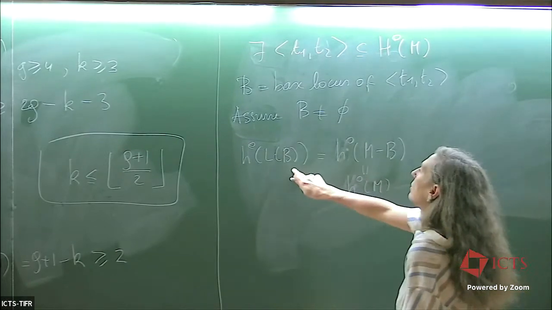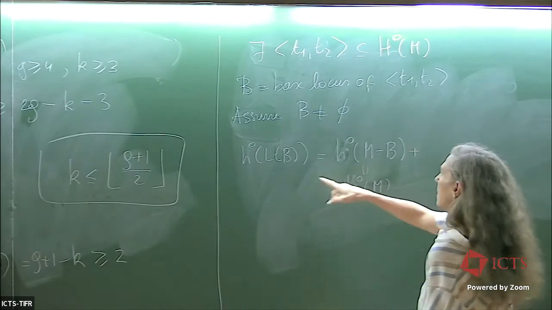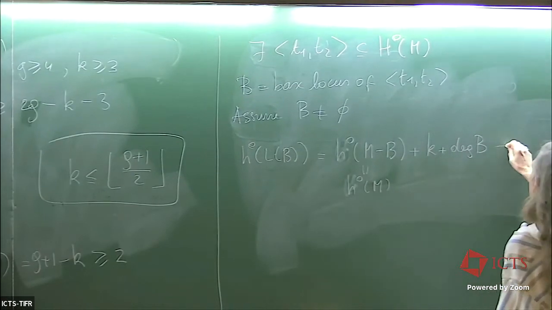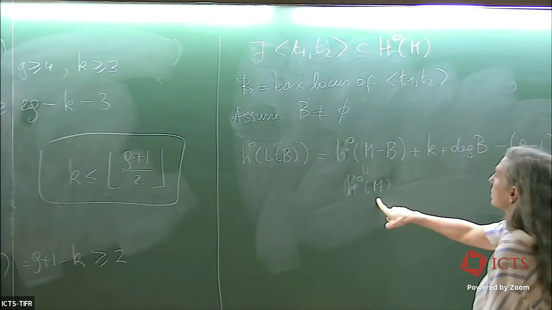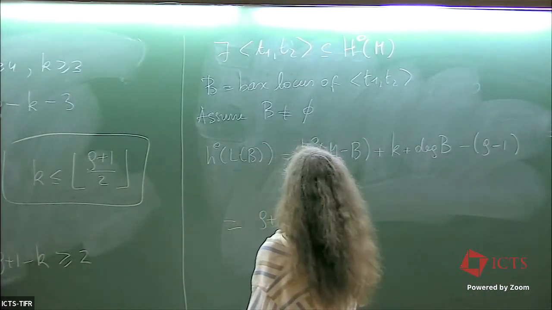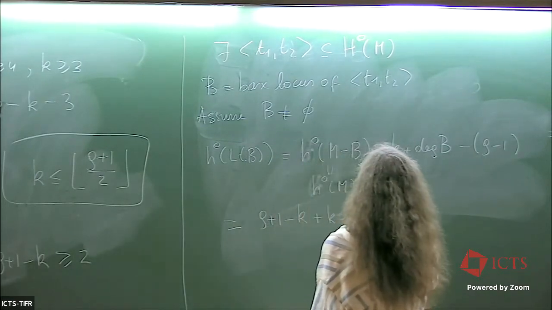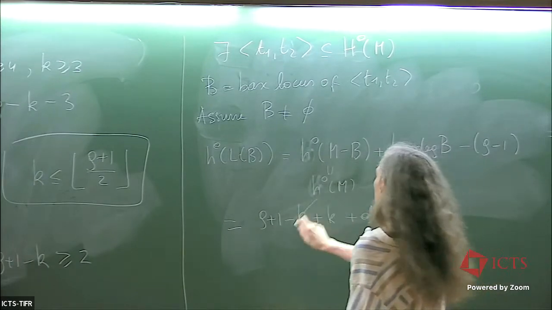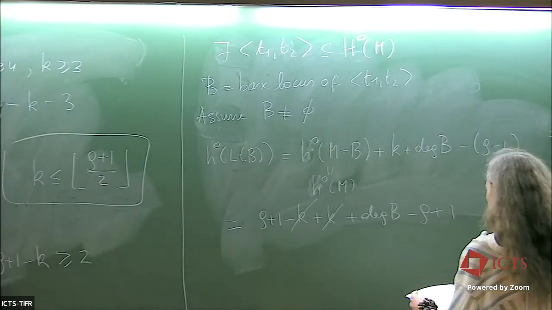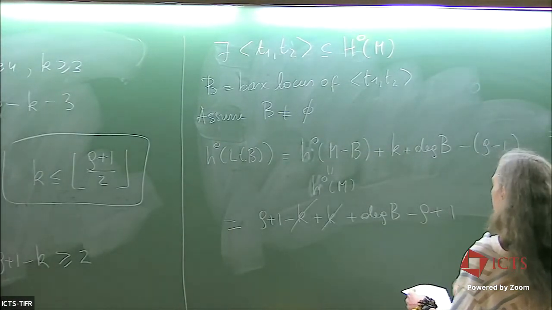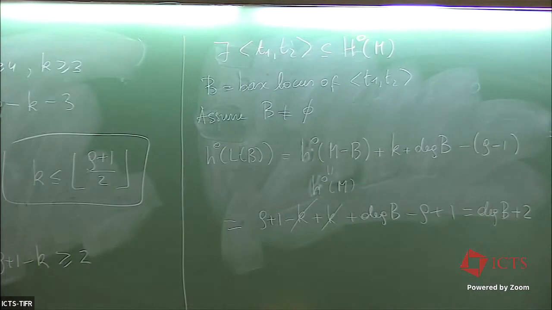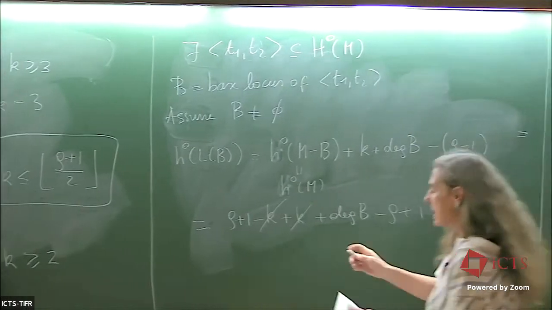Then the degree of this line bundle is k plus the degree of B, and then minus g minus one. So this is g plus one minus k plus k plus deg B minus g plus one. Now what did I do? I made a mistake. No, no, it's good. So it's deg B plus two, which is at least two.